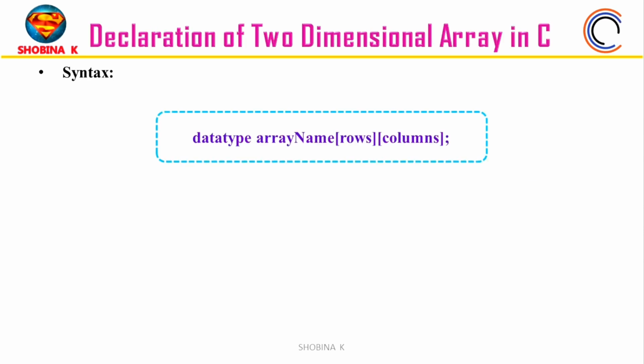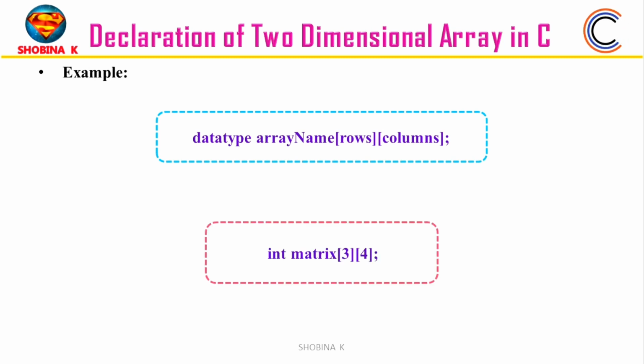This is the general syntax for declaring a two-dimensional array: data type, array name, rows, columns. And here is an example, int matrix[3][4]. Here we defined a two-dimensional array named matrix with 3 rows and 4 columns. Int indicates the data type, that the array will store integers. Matrix is the array name.